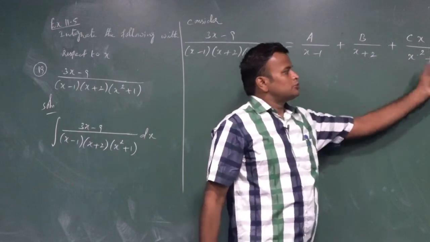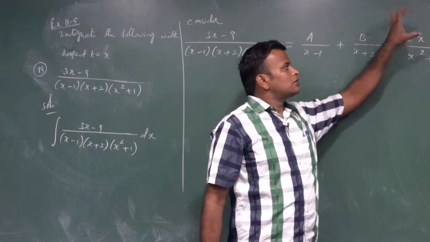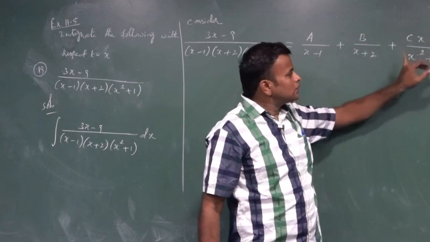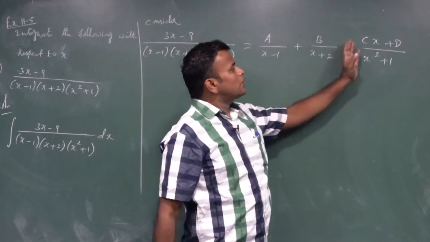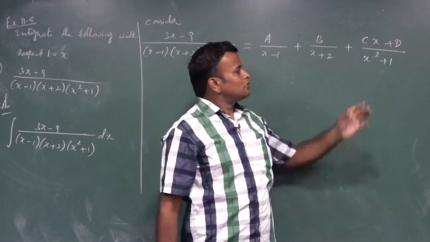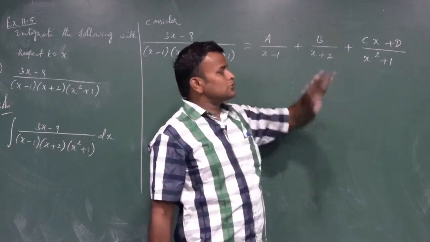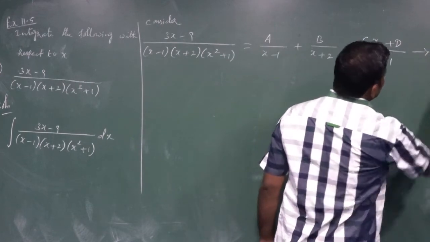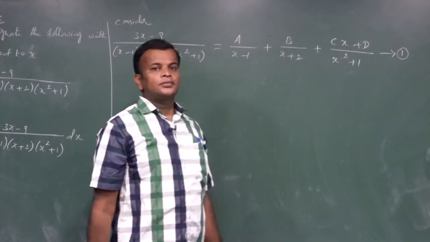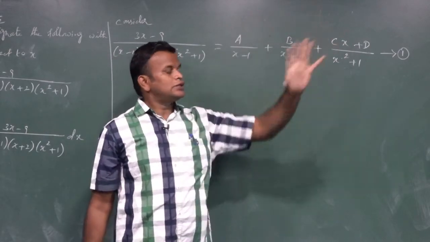Suppose we can't split the quadratic polynomial, then we write the numerator in this manner: one constant into the variable plus another constant. We already wrote a, b, so I add c and d. So the first term is x square plus 1, then we write cx plus d. Now we use this equation, so I call it equation 1.